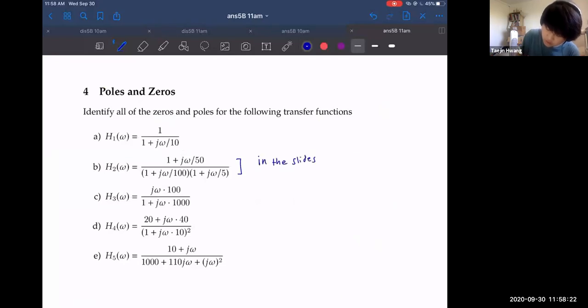So we're going to take a look at this specific example over here, where we have 20 plus j omega times 40, all over 1 plus j omega times 10 squared. To write this in rational transfer function form, we always want to write this as products of 1 plus j omega over omega z, all over 1 plus j omega over omega p. So we want to make this coefficient 20 a 1. First thing you do is factor out a 20.